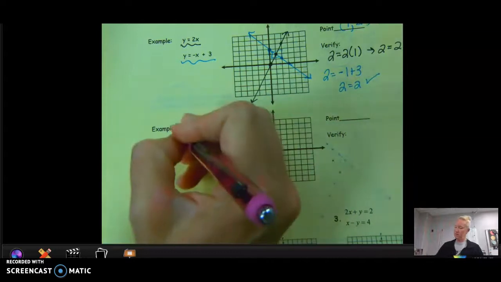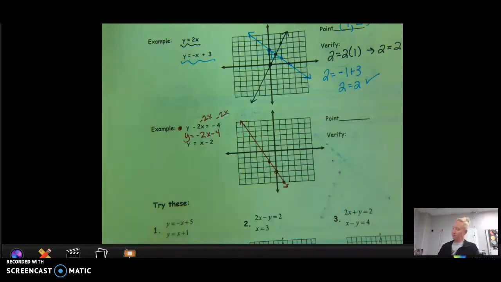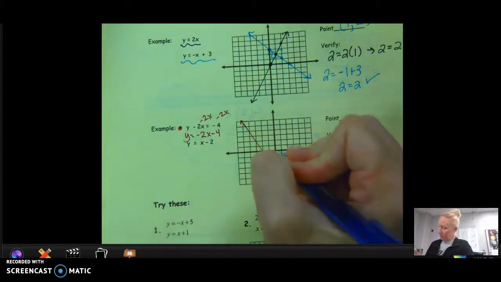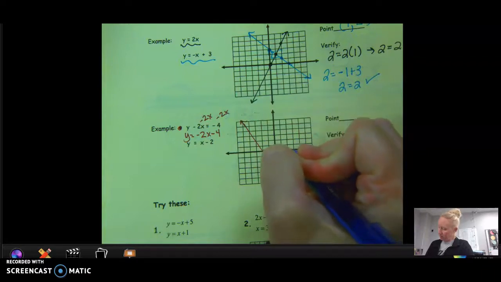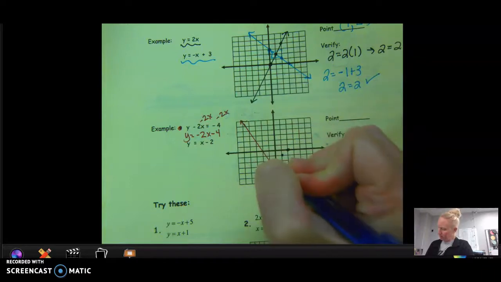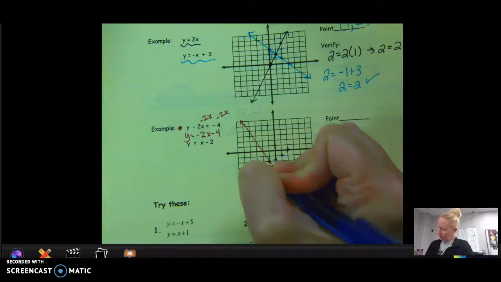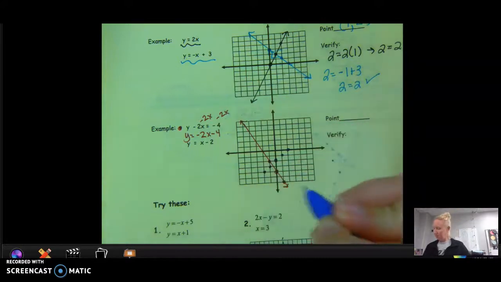All right, so did that in that color. Here it's already in the correct form, so my y-intercept is negative 2, and my slope is up 1 over 1, up 1 over 1, down 1, backwards 1, down 1, backwards 1. Okay.